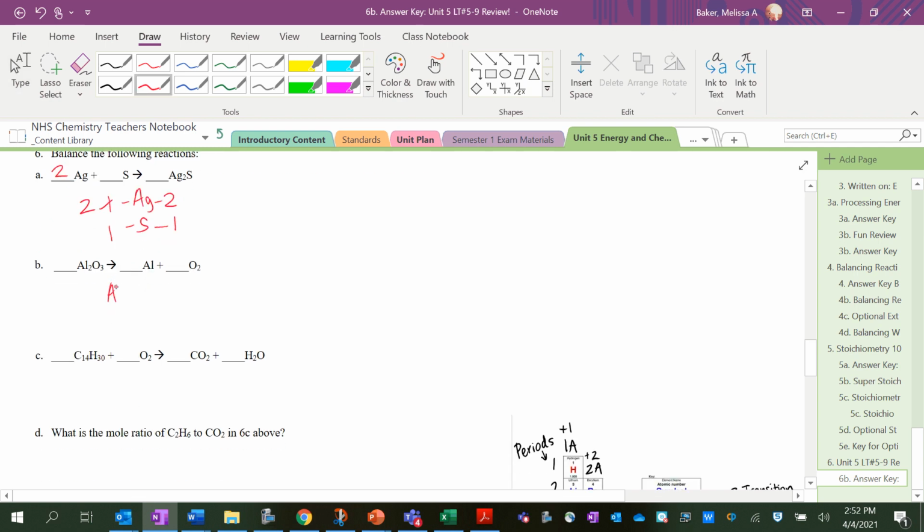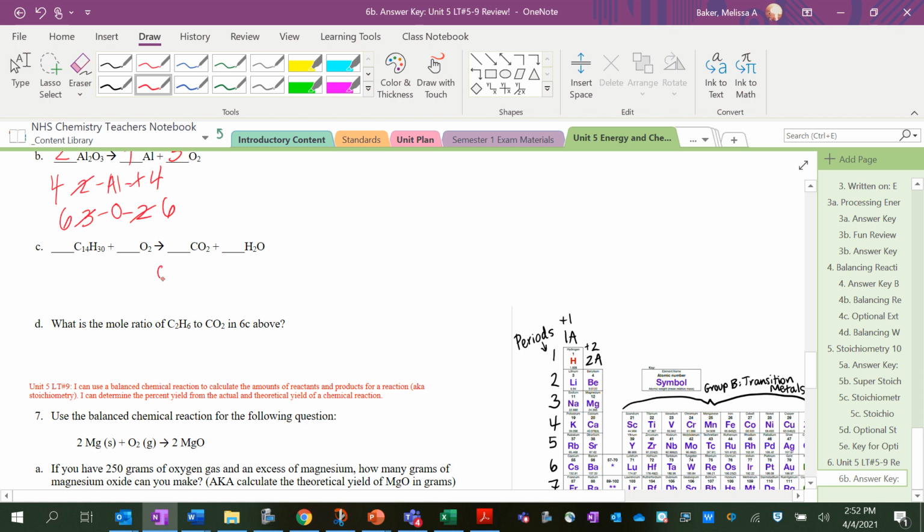For the next one, we've got aluminums and oxygens: 2 on the left, 1 on the right, 3 on the left, 2 on the right. A couple different approaches, but I would make odd numbers even. So I would slap a 2 out front to make that 3 oxygens become a 6, which means then you need a 4 in front of the Al and a 3 in front of the O2 to make that be 6. Then you're all balanced.